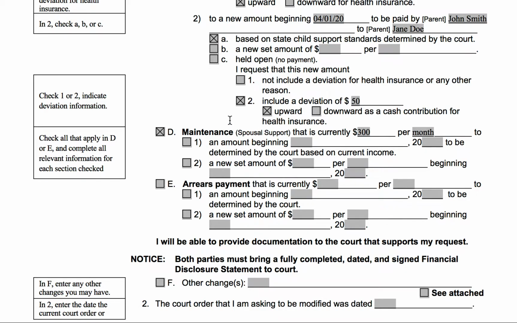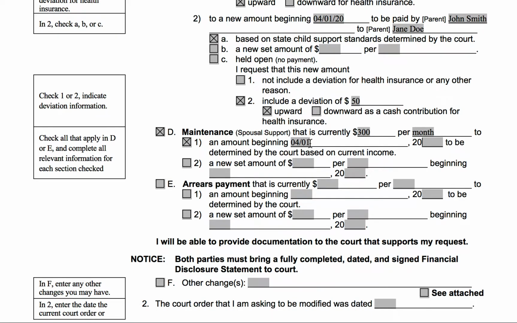And then you have 2 choices for maintenance as well. Number 1 is if you just want the court to figure out what is a fair new maintenance payment based on the current income. So if you're changing it based on income and you just want the court to figure out what is a fair payment, you check 1. Again, beginning, it wants us to put a date, and we usually put the first of the next month here at the MJC. And then that's all you have to do for that line.